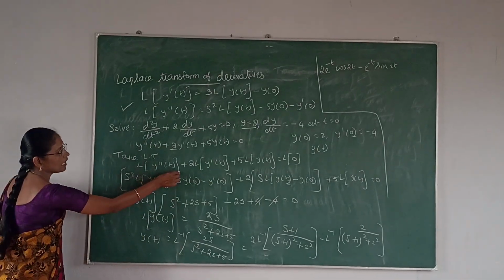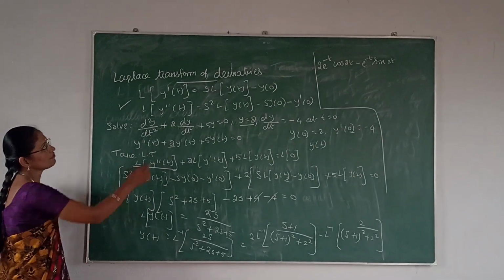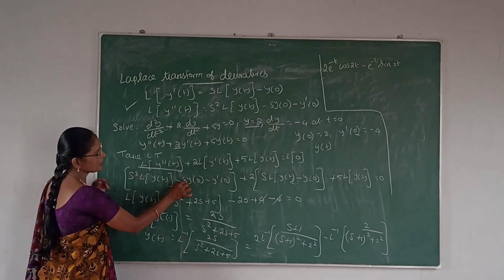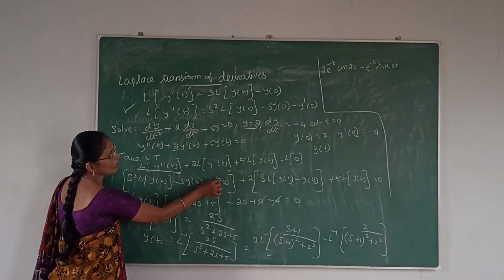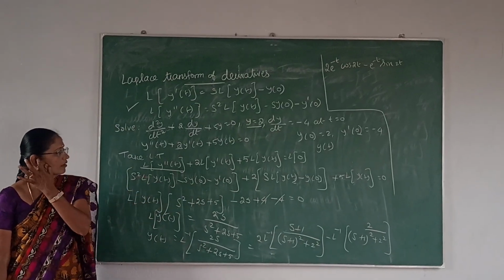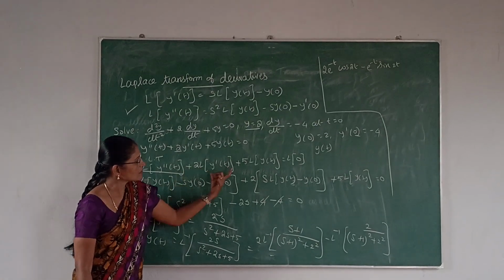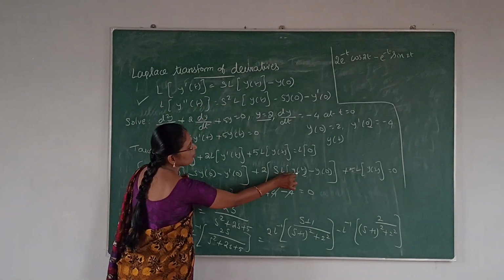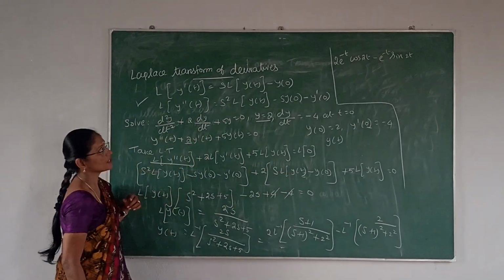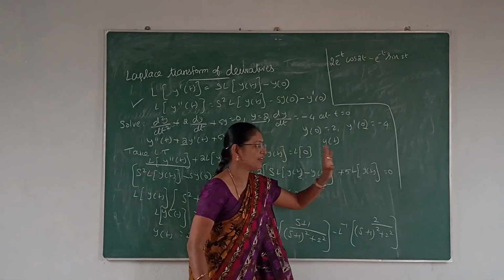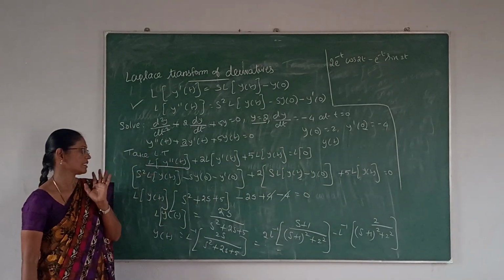Now apply the L of y double dash of t formula: s square L of y of t minus s y of 0 minus y dash of 0. Write that in a separate bracket. Then 2 times L of y dash of t, that is s L of y of t minus y of 0. The last term is plus 5 L of y of t. We can keep this L of y of t as it is.